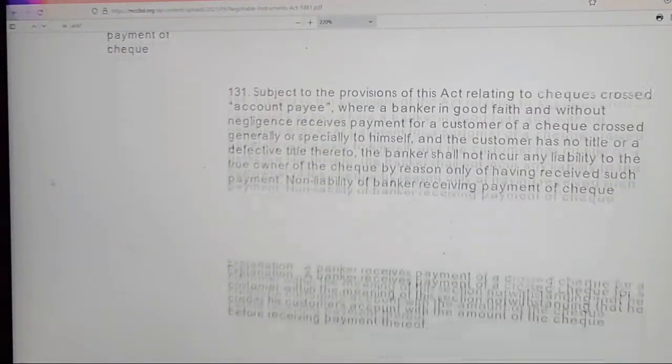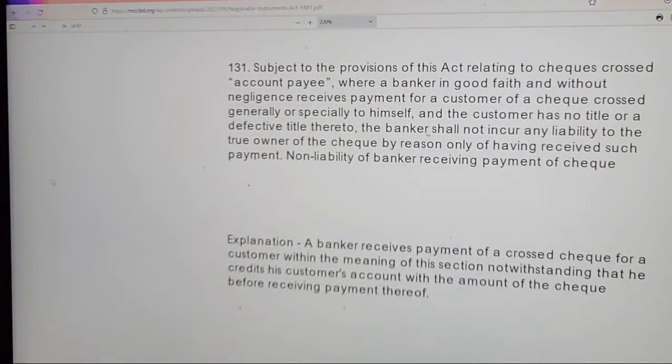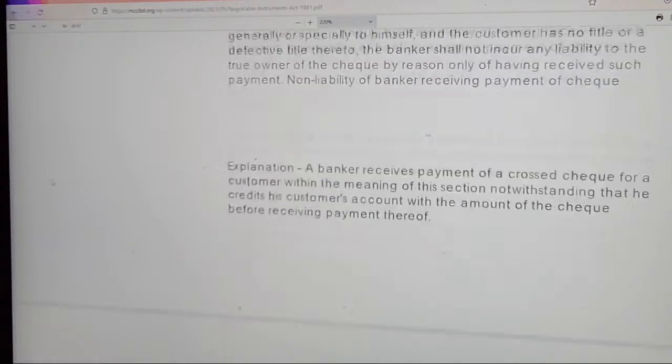Non-liability of banker receiving payment of check. 131. Subject to the provisions of this act relating to checks crossed account payee, where a banker in good faith and without negligence receives payment for a customer of a check crossed generally or specially to him, and the customer has no title or a defective title thereto, the banker shall not incur any liability to any true owner of the check by reason only of having received such payment.